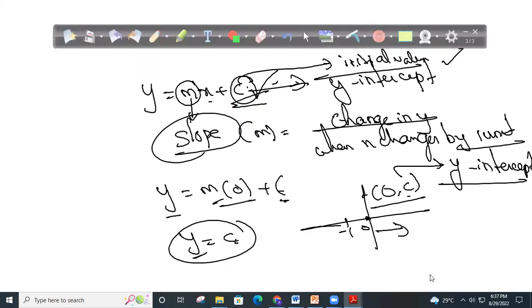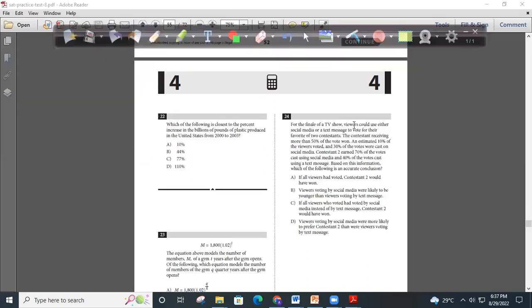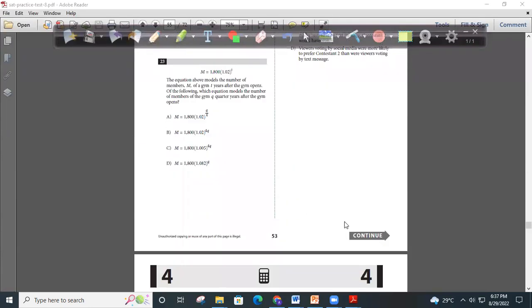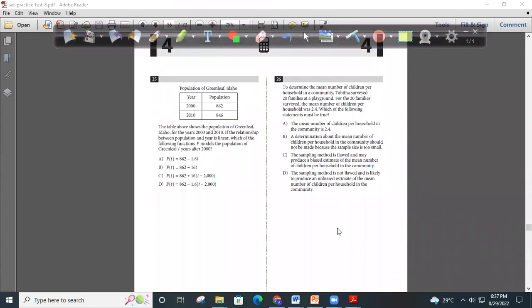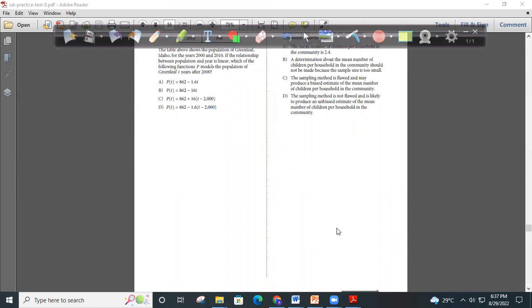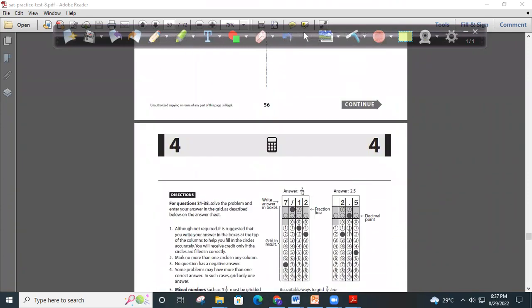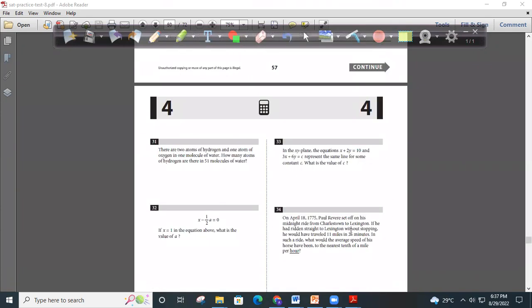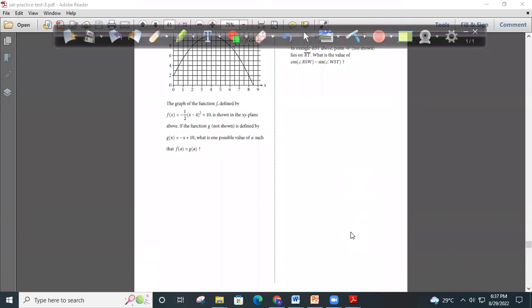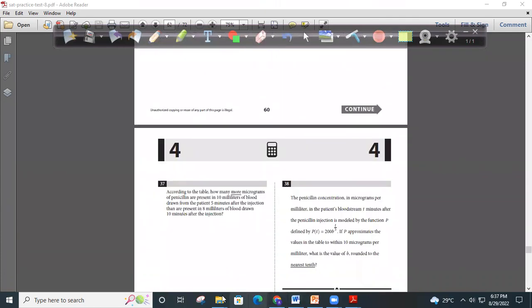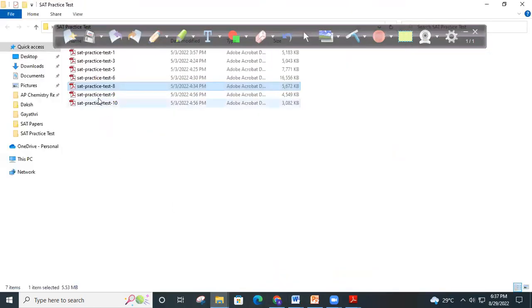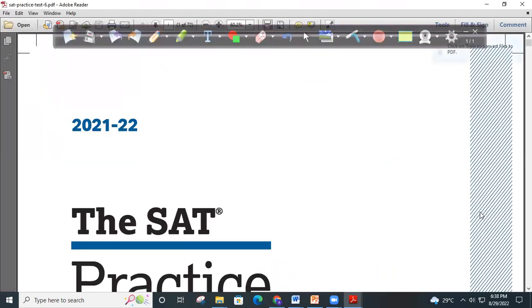Okay, now let me do the questions based on both, y is equal to mx plus c. There are many questions, but I'm doing only what is the meaning of slope and what is the meaning of y-intercept, as I told you. I'm not doing any other questions. I'm sure in these papers there are many more questions.